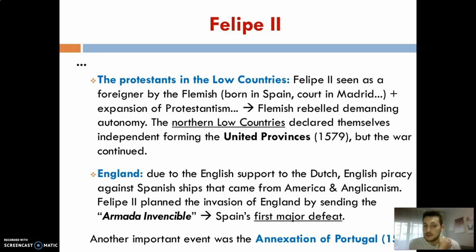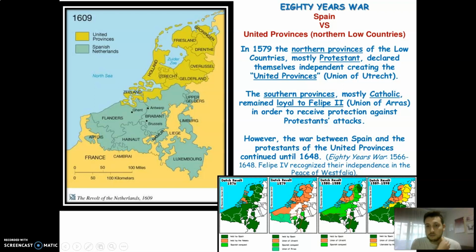Spain built the Armada Invencible, a huge battle force of the army. Well, actually, they lost because of the bad weather. Okay. Another important thing was the annexation of Portugal. But we have here, as I told you, the war between Belgium and the Netherlands that will take about 80 years.